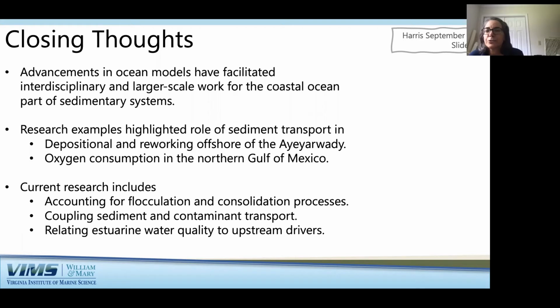Our current research includes trying to account better for these flocculation and consolidation processes, or the cohesive processes, and doing more work to couple sediment and contaminant transport. And then also, we were recently funded to work on a project where we will be looking at how we can relate estuarine water quality to upstream drivers.